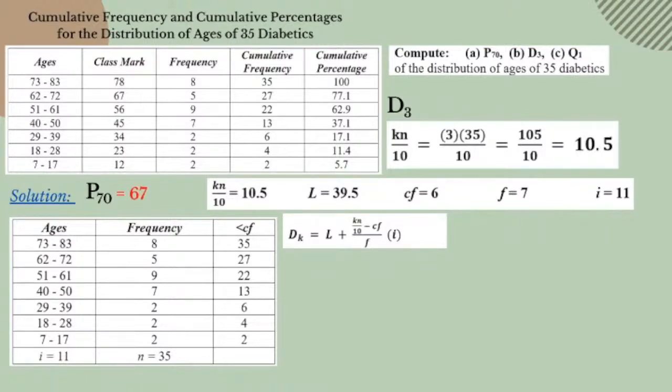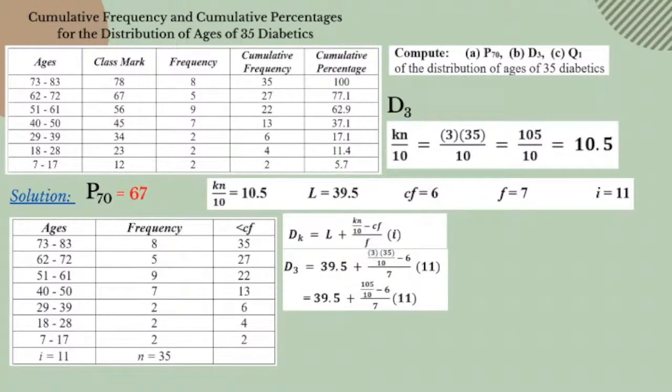D sub k is equal to L plus (k times n over 10 minus CF) all over F times the quantity of I. Then by substitution, we have D sub 3 equals 39.5 plus (3 times 35 over 10 minus 6) all over 7 times the quantity 11. 39.5 plus (105 over 10 minus 6) all over 7 times 11. 39.5 plus (10.5 minus 6) all over 7 times the quantity 11. 39.5 plus 4.5 divided by 7 times the quantity 11.